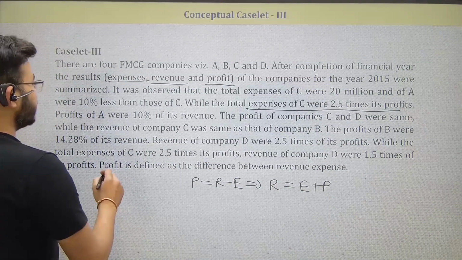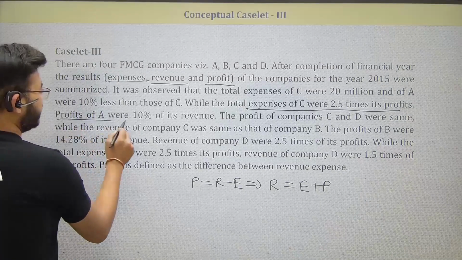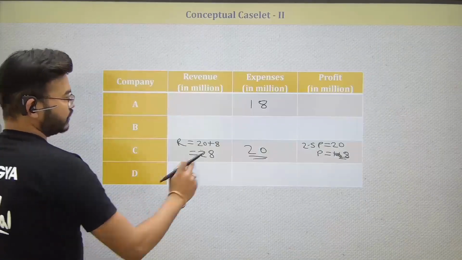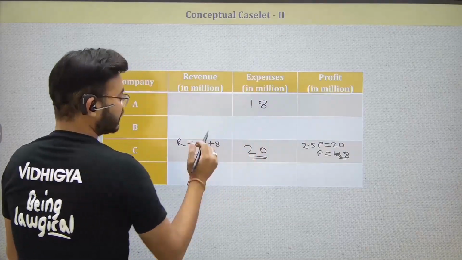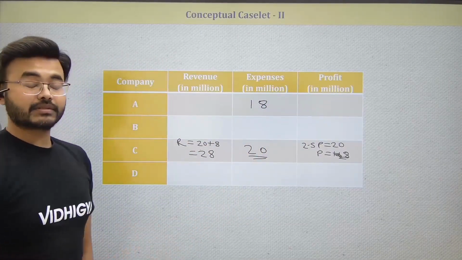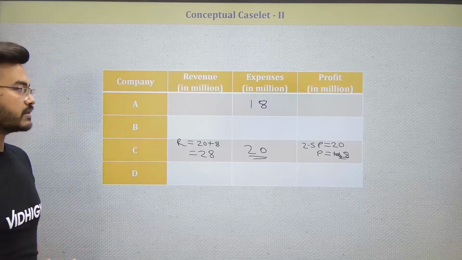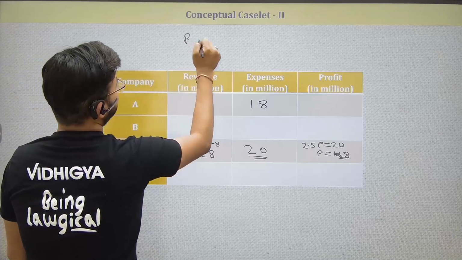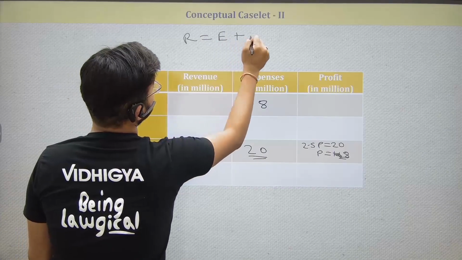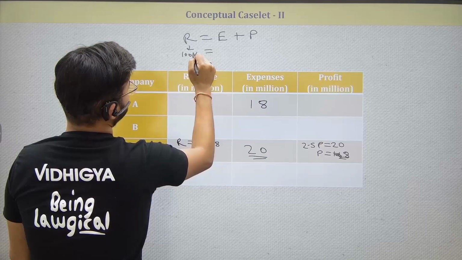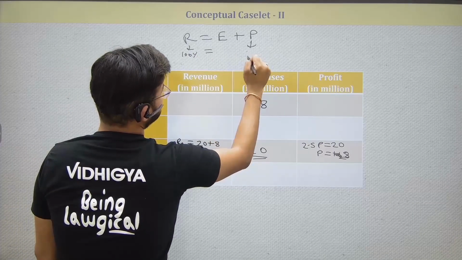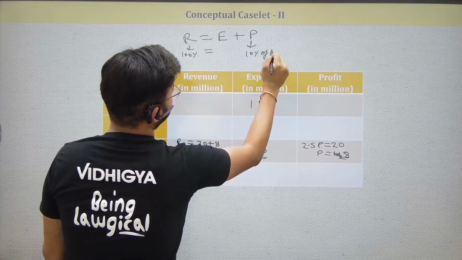Next information we are given is that profits of A were 10% of its revenue. Now another important thing to understand in questions related to revenue, expense and profit is that revenue is expense plus profit. So revenue is 100%. Let's say profit is 10% of revenue.